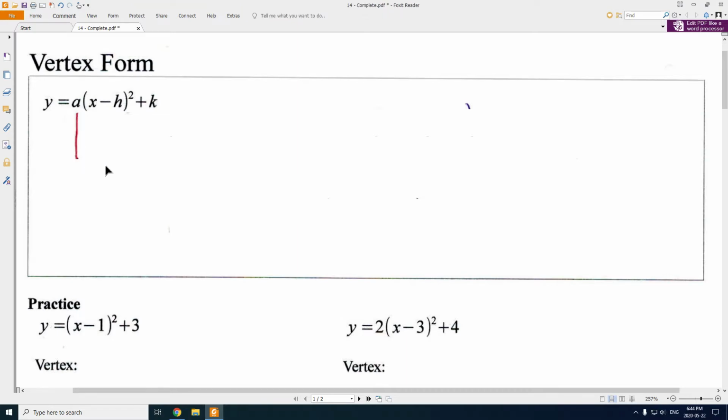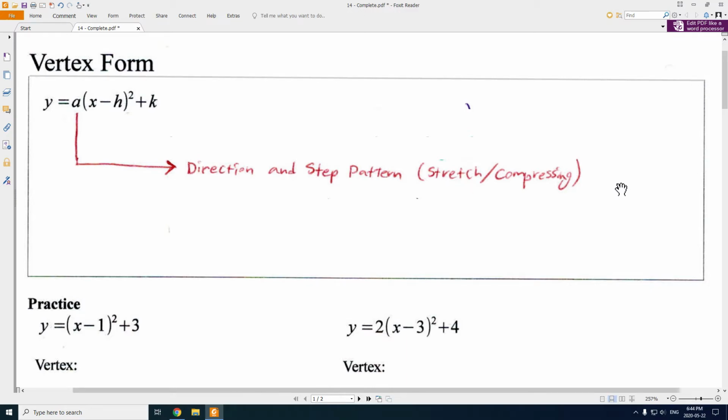All right, so what did we find out? The a value gives the direction and step pattern, just like any other form. And sometimes you'll hear that described as stretching or compressing. So you'll say, okay, if my a value is 2, it means that it was stretched by 2. It's stretched vertically. It's kind of a skinnier parabola. Or if my a value is 0.5, it was compressed. It was squished down. But really nothing has changed with a. It's the same as all other forms.